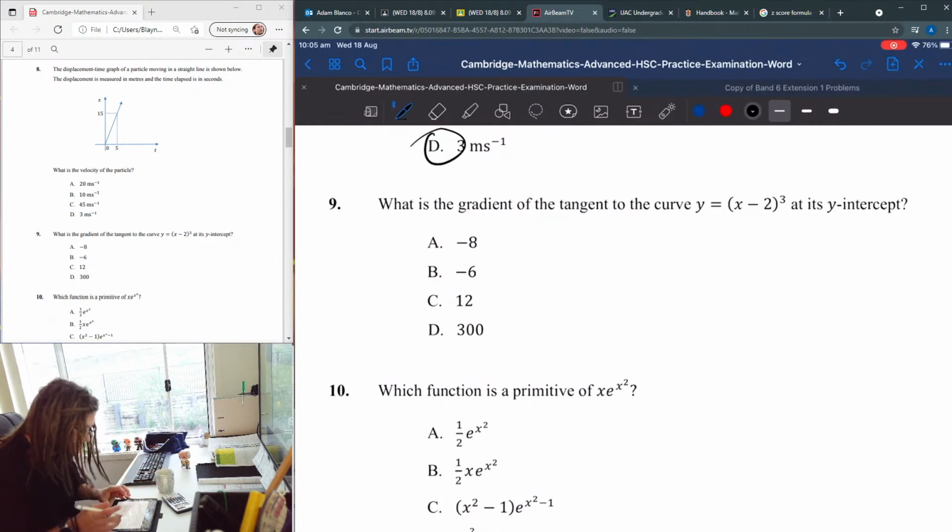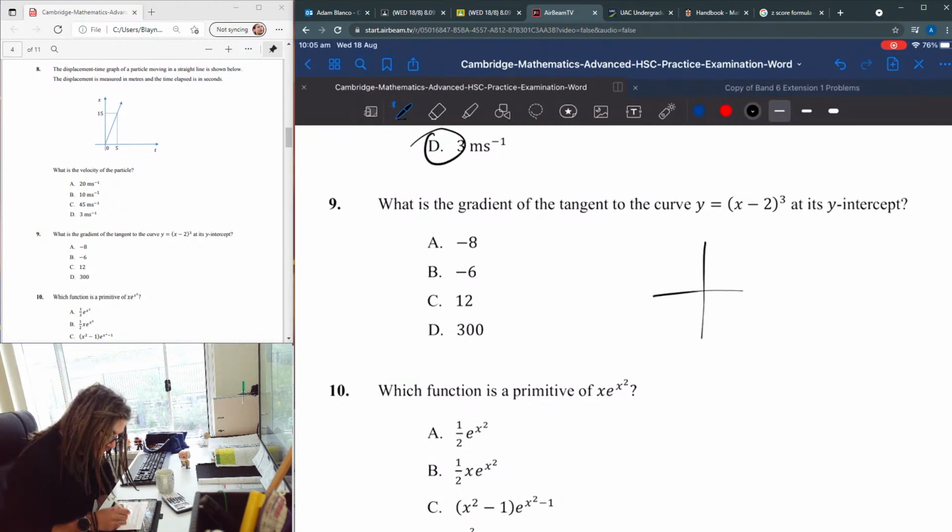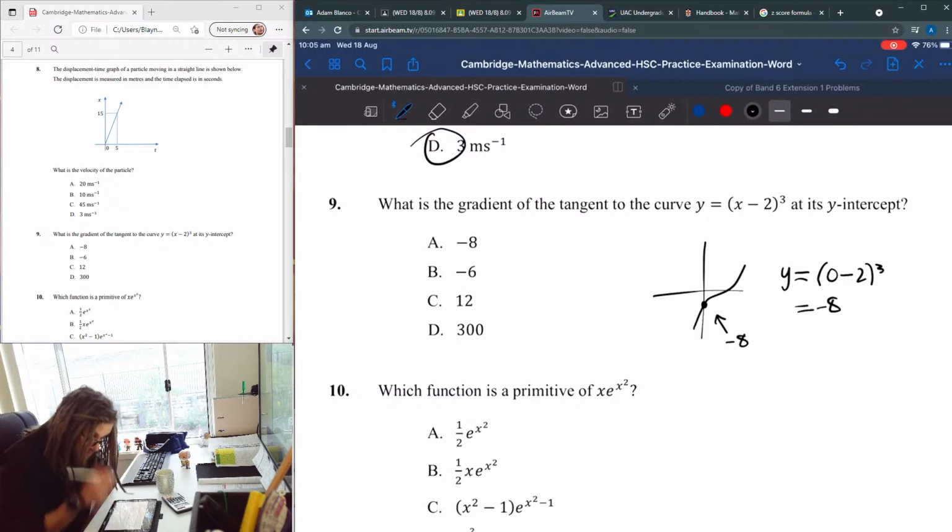What's the gradient of the tangent to the curve at its y-intercept? Ooh, okey dokey. Does that mean that's a couple of things? I need to find the y-intercept. That's a cool question. I guess we could draw that too. It's a cubic, except it's moved to the right too. 1, 2. So it's a matter of what this point is. I don't really know what that is. So for the y-intercept make x equals 0. So y equals 0 minus 2 cubed. I know that's minus 8, so there's minus 8. So that's what I'm trying to find.